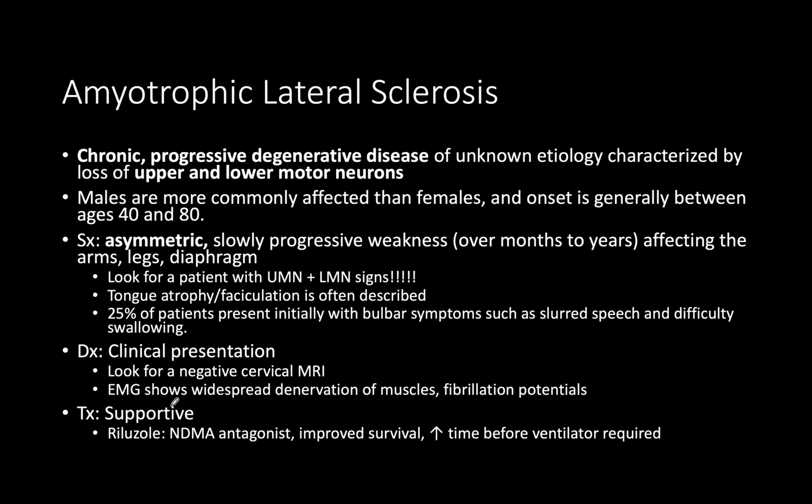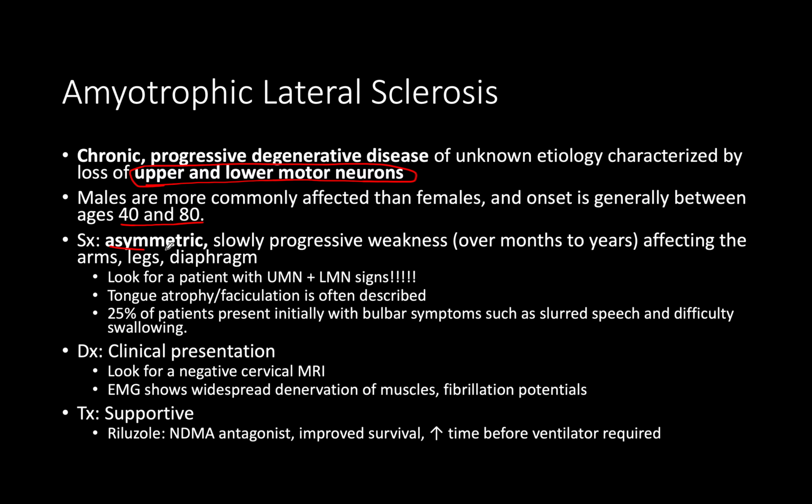Okay, excellent, very good. So amyotrophic lateral sclerosis, a progressive degenerative disease characterized by loss of upper and lower motor neurons. Whenever you see this, they're really trying to gift you this question. So know all the details about it, because that is really a gift. Males, more common than females. Onset in sort of middle age to geriatric population.